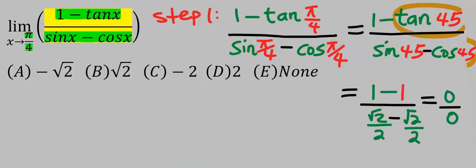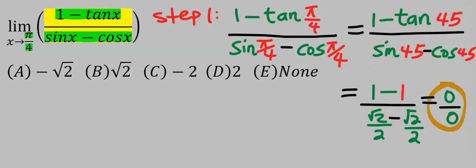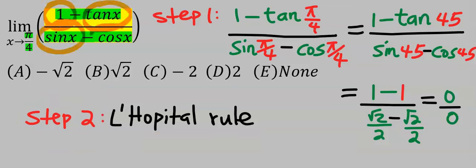Tan 45 is 1, and sine 45 is root 2 over 2. Likewise, cos 45 is root 2 over 2. And here we got 0 over 0, which is undefined. Next, step number 2, we're going to apply L'Hopital's rule. And here we're going to differentiate each of these separately.